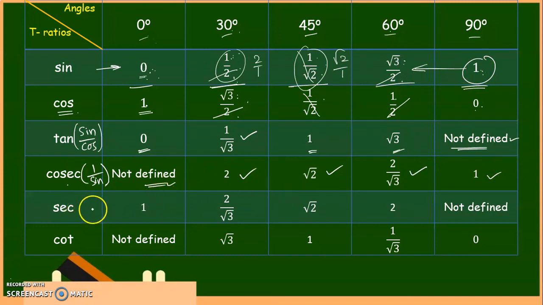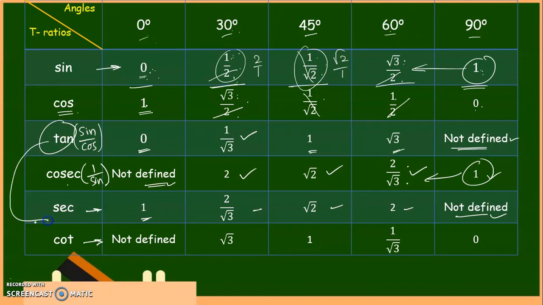Now if you want to write for the sec, write the values of cosec in the reverse way. Start from this 1, then 2 by root 3 like this. So this is 1, 2 by root 3, root 2, 2, and last not defined. And again, if you want to write for the cot, write the reverse of tan. Start from this not defined, then root 3, then 1, 1 by root 3, and 0. So this way we can remember this table in an easy way.